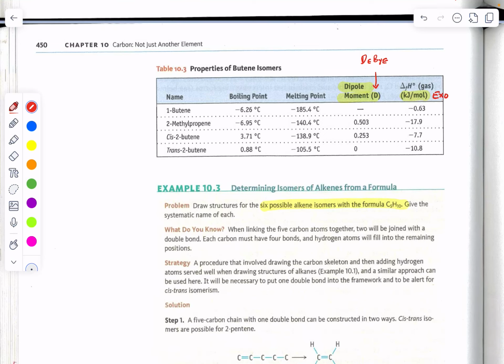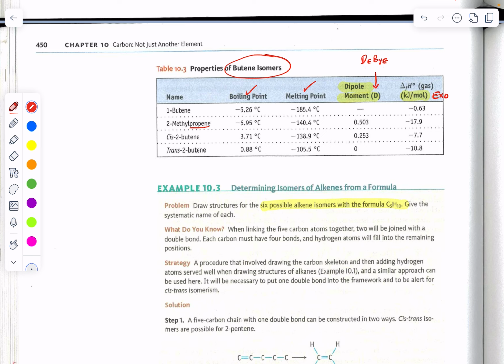And in this table, you can see the changing boiling points for the 4 butene isomers. Remember, these are all butene isomers, even though that name right there ends in propene. It is a butene isomer. And of these 4, you'll notice that even though they all have exactly the same formula, they have slightly different boiling points and slightly different melting points. The melting points are actually quite different.